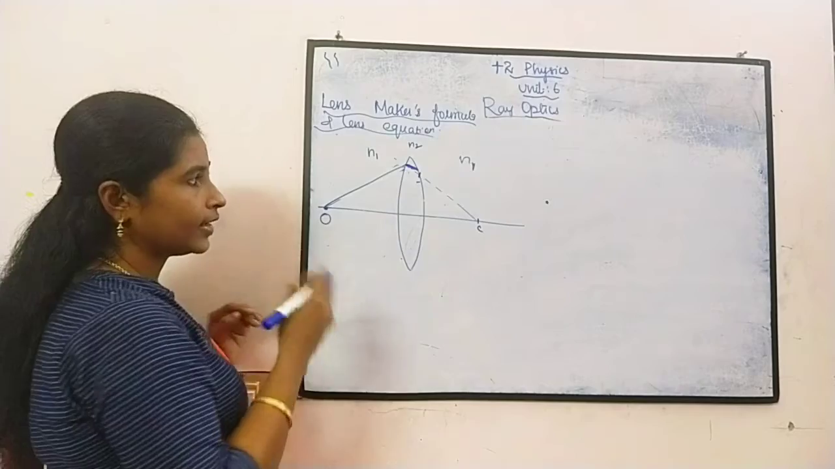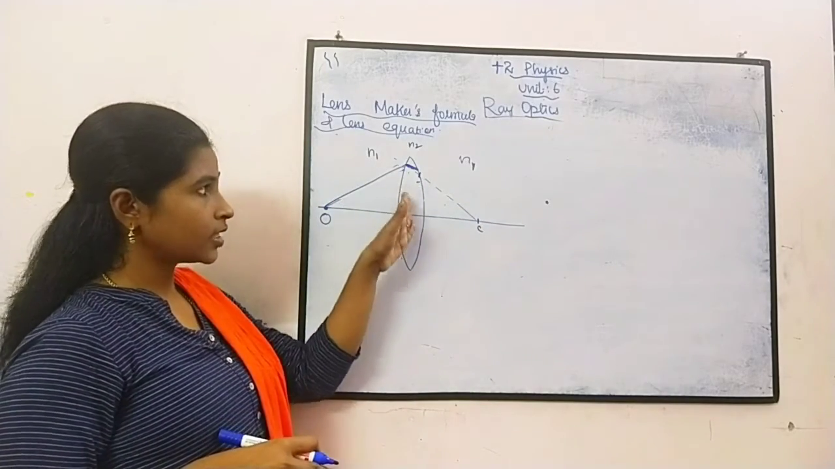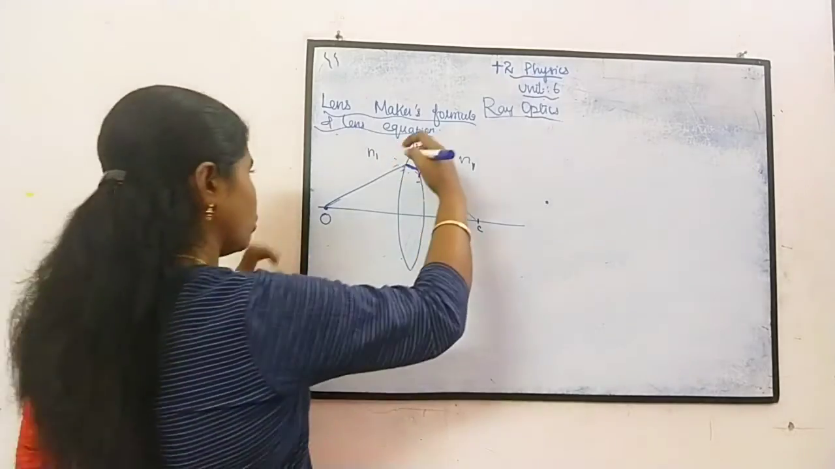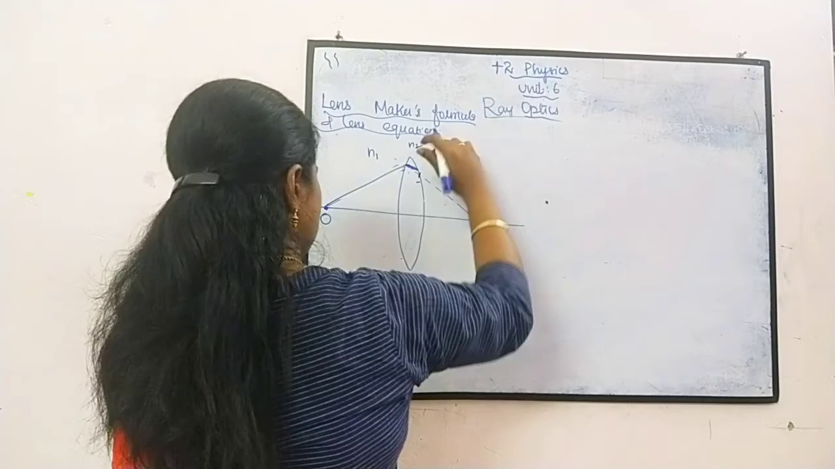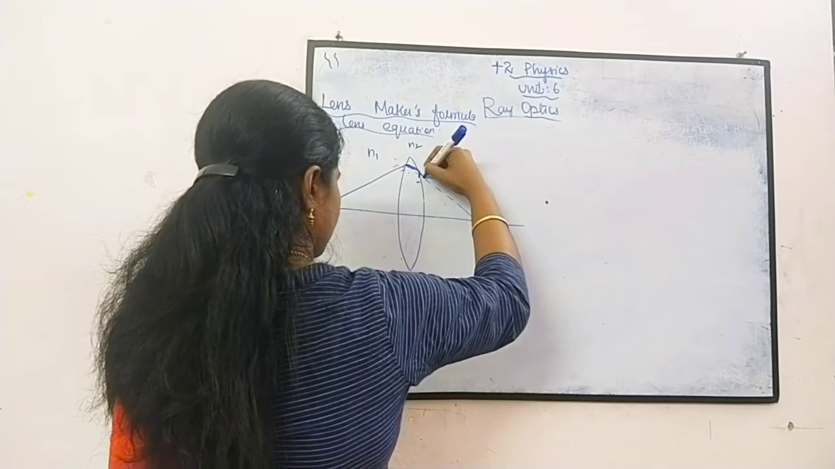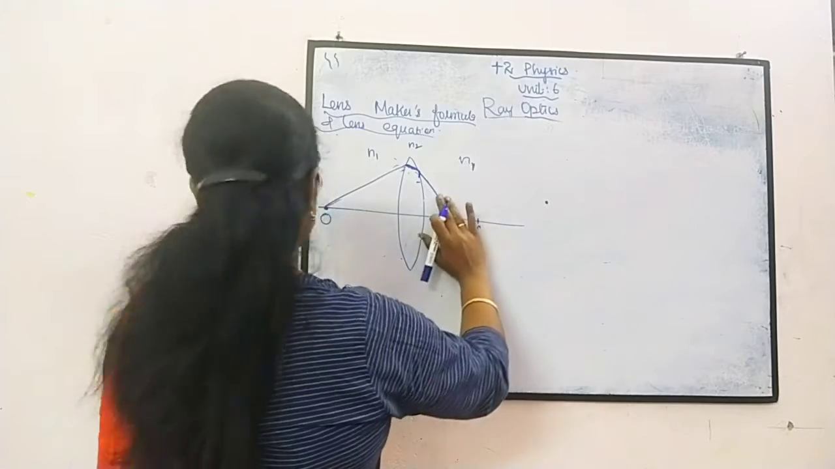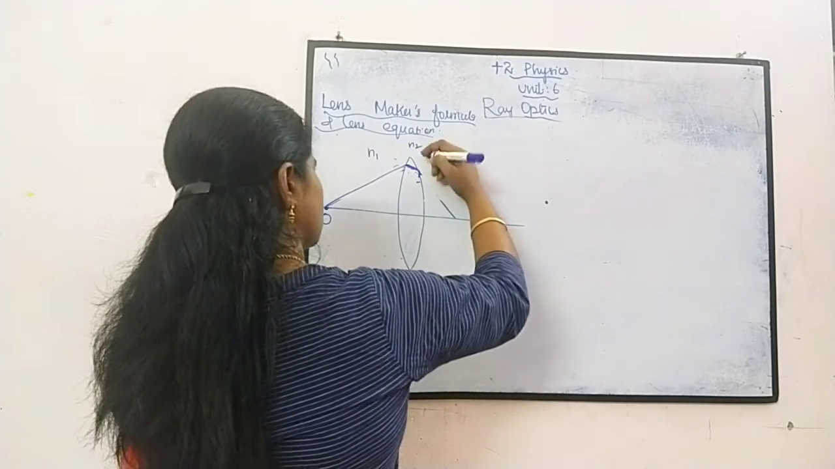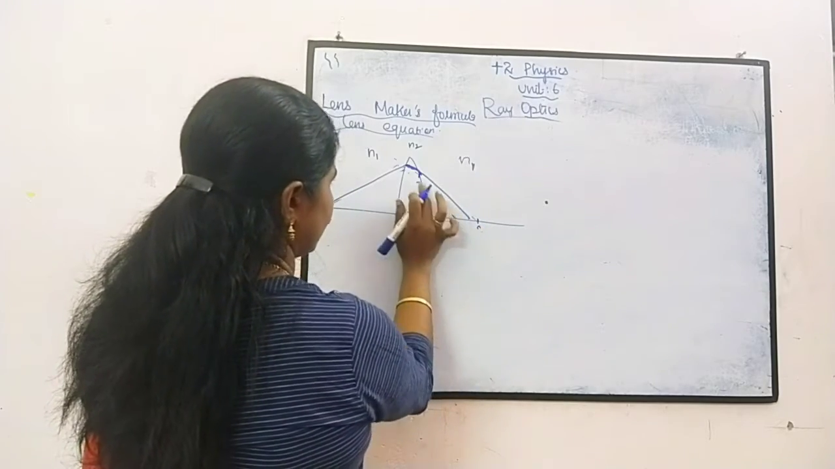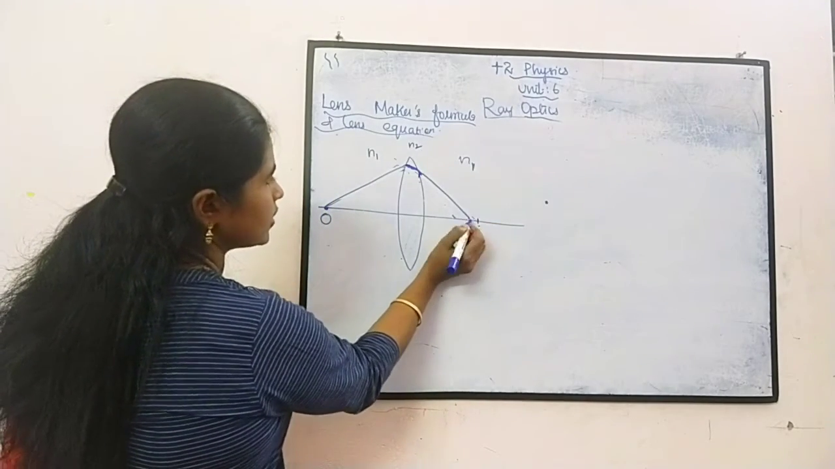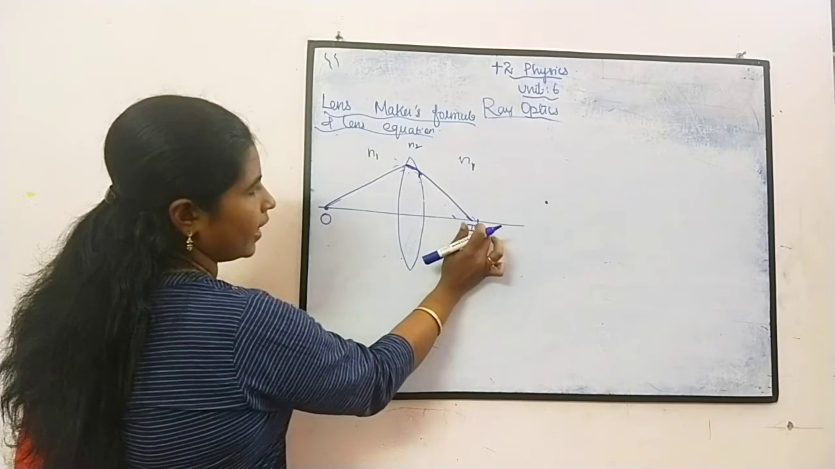Now again it is entering from glass medium to air medium, that is denser to rarer, so it will move away from the normal like this. There is no need to draw the center of curvature here, so I am drawing like this. This is the point where you will get the actual image.